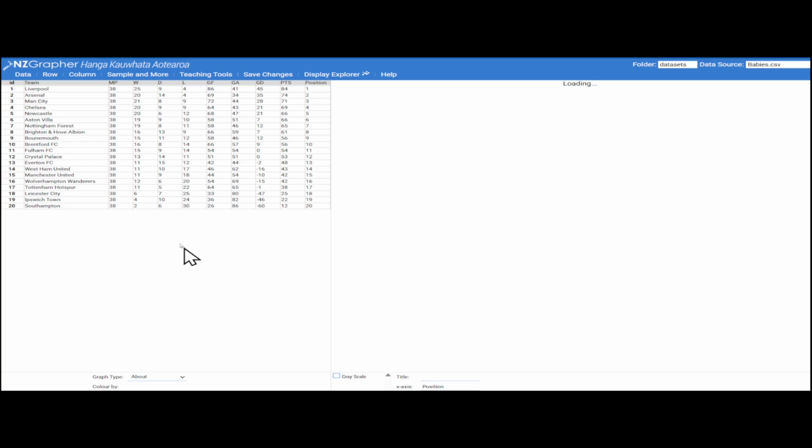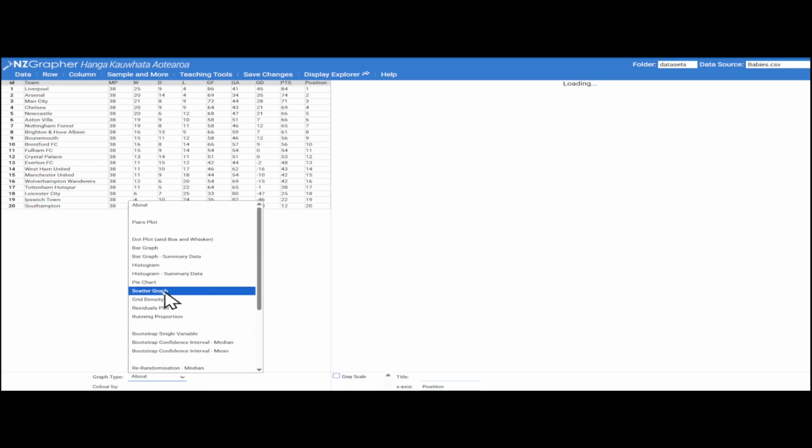Okay, with that said, what would we want to see? Let's have a look at the relationship between the number of games that you win and the number of points that a team gets. So the best way to do that is using a scatter graph. So if we go down here to graph type, I'm going to go to scatter graph, and it's going to give me an error.